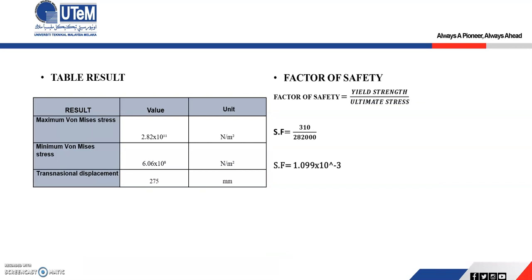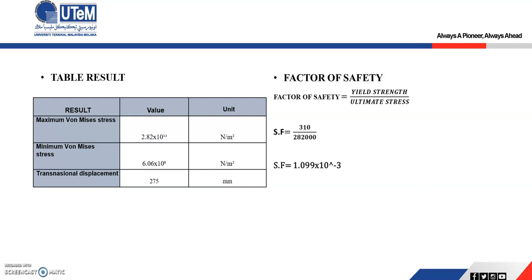Next, the table result and the factor of safety. In the table result, the maximum von Mises stress is 2.82 times 10 to the power of 11 Newton per meter square, and the minimum von Mises stress is 6.06 times 10 to the power of 8 Newton per meter square. The unit we use for von Mises stress is Newton per meter square. For the result, the translational displacement value is 275 millimeter, and the unit that we use is millimeter.